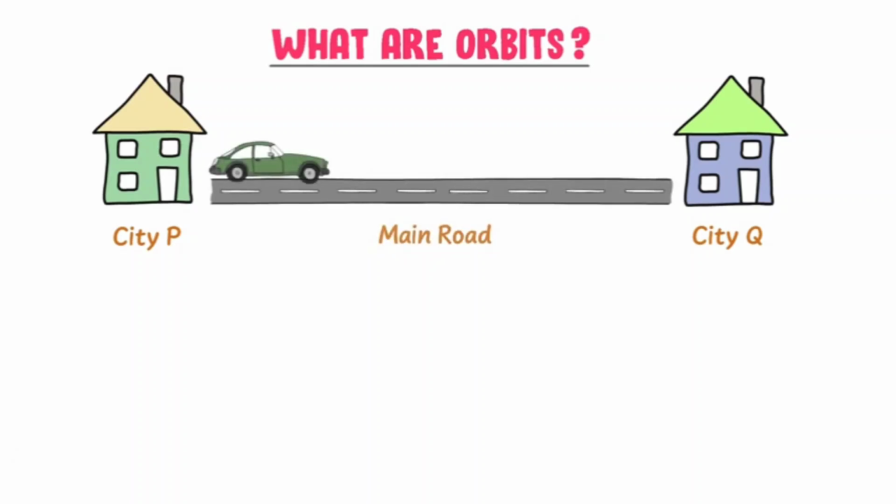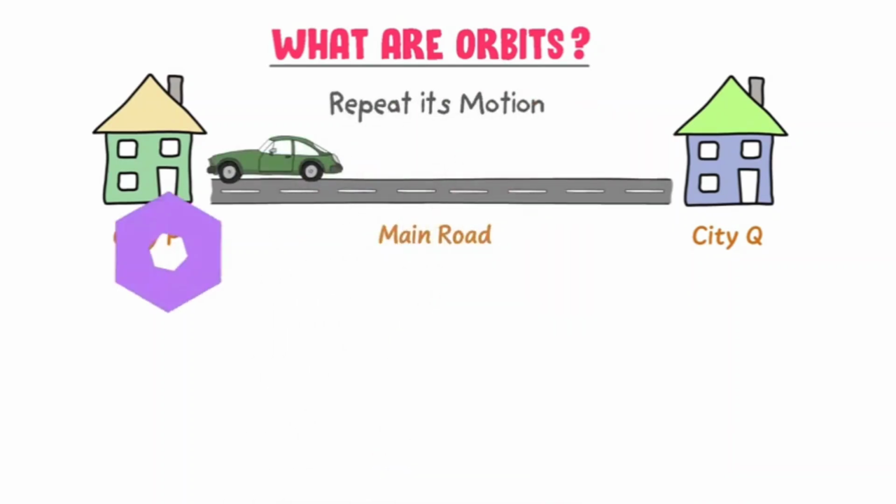Let a car be in city P. Usually this car travels between city P and city Q. So we can say that this car repeats its motion on the same road.